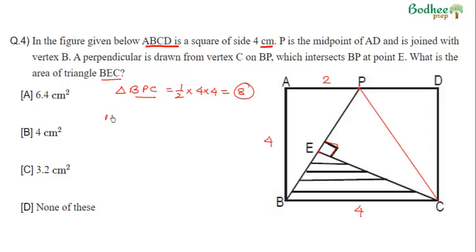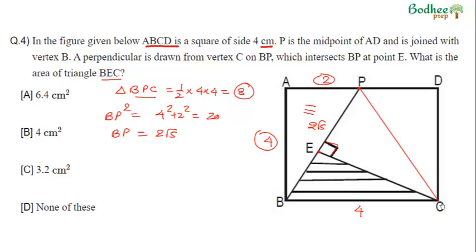We need to find the value of BP, which we can easily identify by applying Pythagoras theorem in this particular triangle, right? So BP square will be equal to what? 4 square plus 2 square, which is equal to 20, or the value of BP will be equal to 2 root 5. So BP is known, that is, this is equal to 2 root 5.